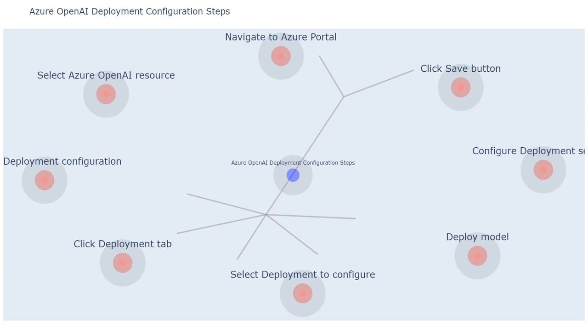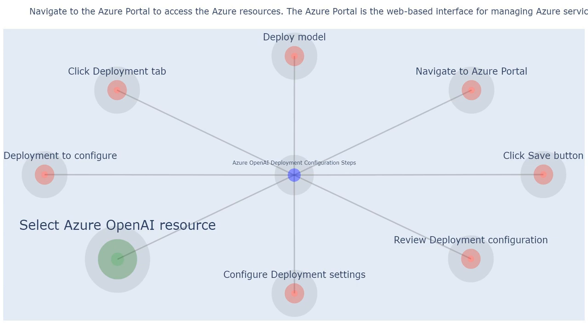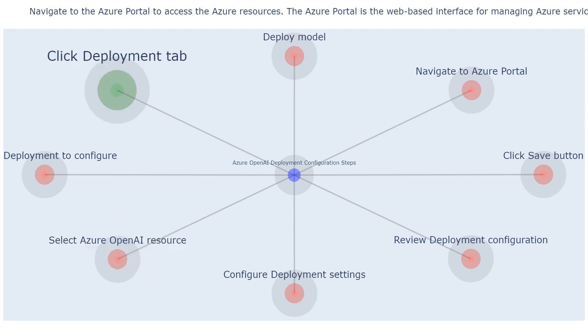Navigate to the Azure portal to access the Azure resources. The Azure portal is the web-based interface for managing Azure services. Log into your Azure account and access the Azure portal. Select the Azure OpenAI resource from the list of your Azure resources. This resource represents your instance of the Azure OpenAI service, which you have previously created. Click on the Deployment tab within the Azure OpenAI resource page. This tab contains options and settings related to deploying models for your Azure OpenAI service.